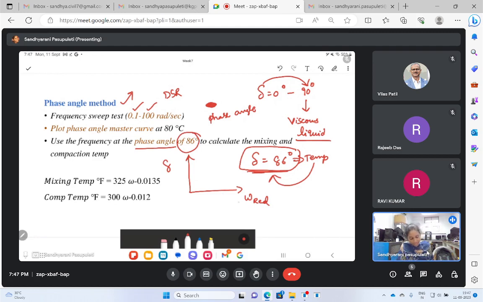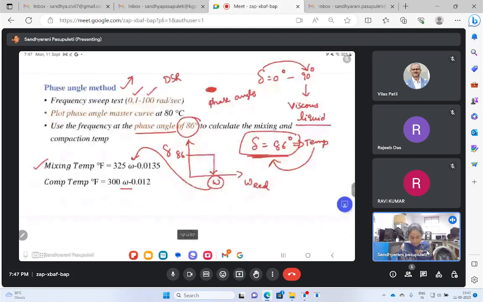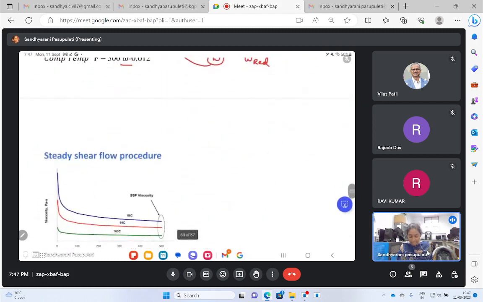So you will have some frequency. Let us say 86 degrees is here. You take the corresponding frequency, bring this frequency here and substitute it in the omega place, and you will get the mixing temperature. In the same way, if we substitute here, you will get the compaction temperature. So this is the most reliable method for modified binders, especially polymer modified binders.